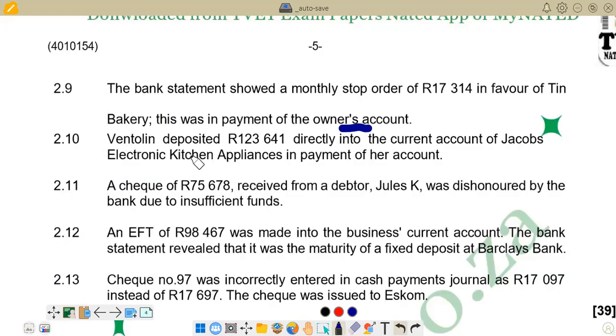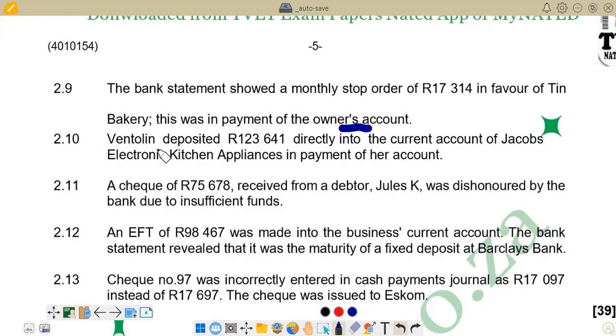The next one reads: Vendolin deposited 123,641 directly into the current account of Jacob's Electronic Kitchen Appliances in payment of their account. So we've got a deposit of 123,641, but it was deposited directly. So it means it didn't pass through the business. So it's not there in our cash book. So we need to record it on the debit side of the cash book. So we are going to the debit side and enter it as 123,641. But you see that this is a deposit from Vendolin.